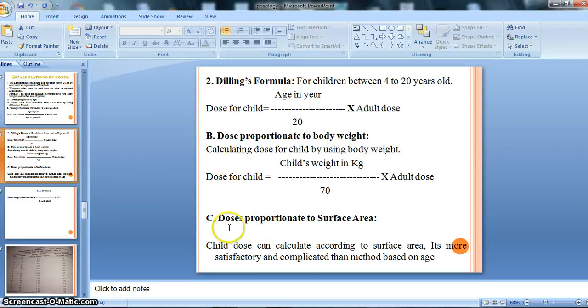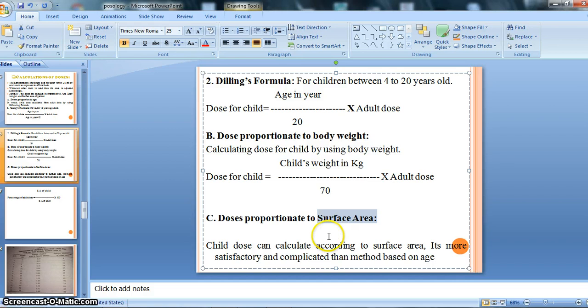Dose proportion to the surface area. By using surface area we can also calculate the dose for a child, as with body weight and age. A child's dose can be calculated according to surface area. It's more satisfactory, but more complicated, than the method based on age.